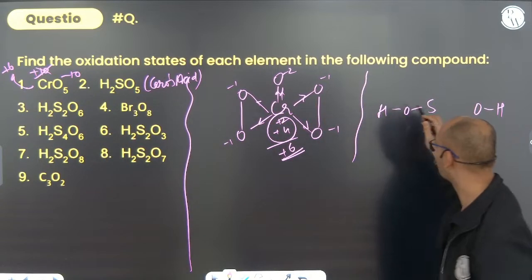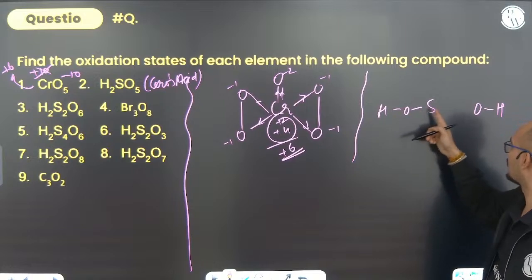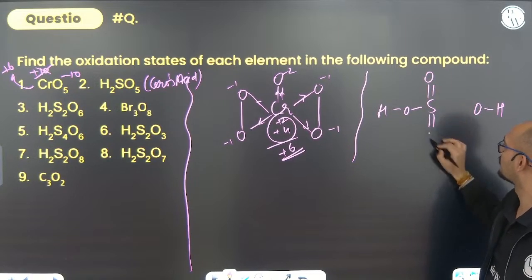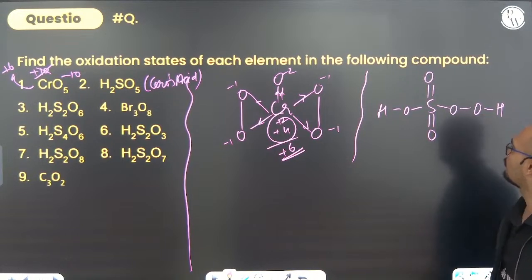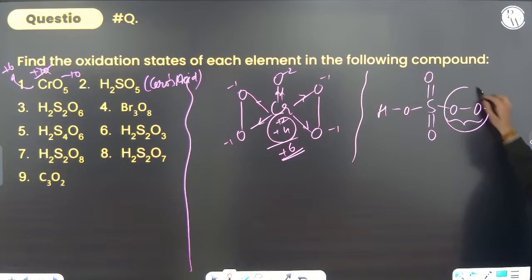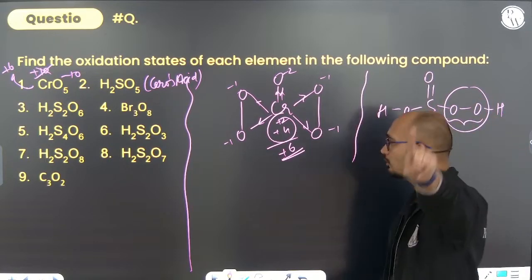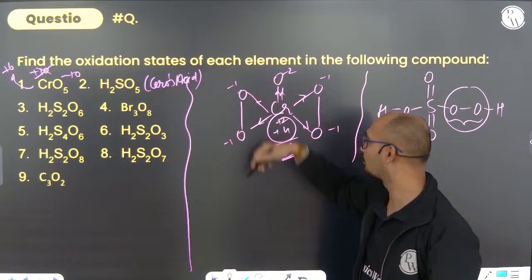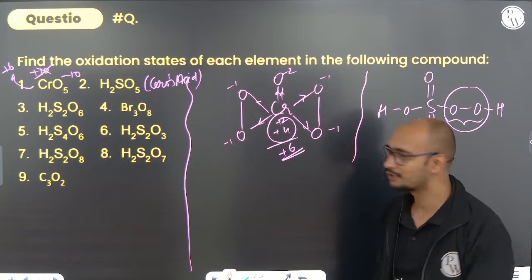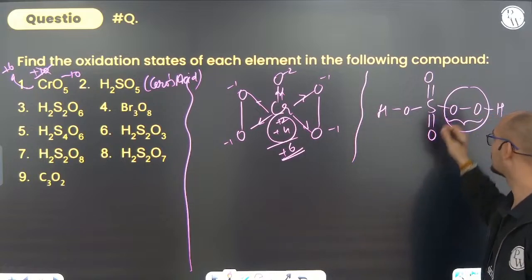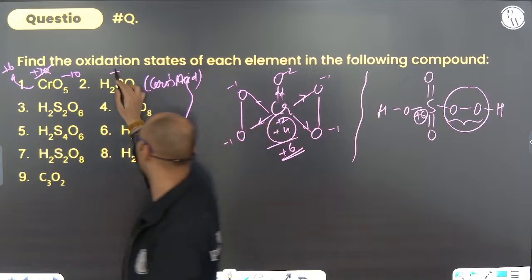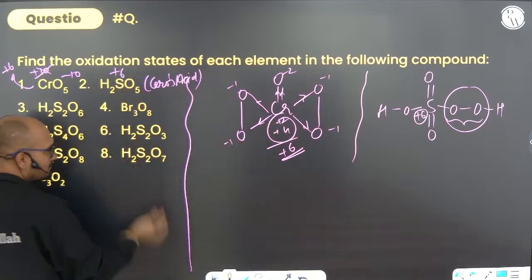Next, think about how many oxygens are still left here. 3 oxygens you still have. Sulfur can make 6 bonds. Make that. One extra is left, so there will be an O-O bond. How many peroxy linkages are there? 1 peroxy linkage. If someone asks you how many peroxy linkages are there, the answer is 1. Such kinds of questions are asked, that's why I'm telling you. Due to that, sulfur will have +6 oxidation state. Please remember +6.